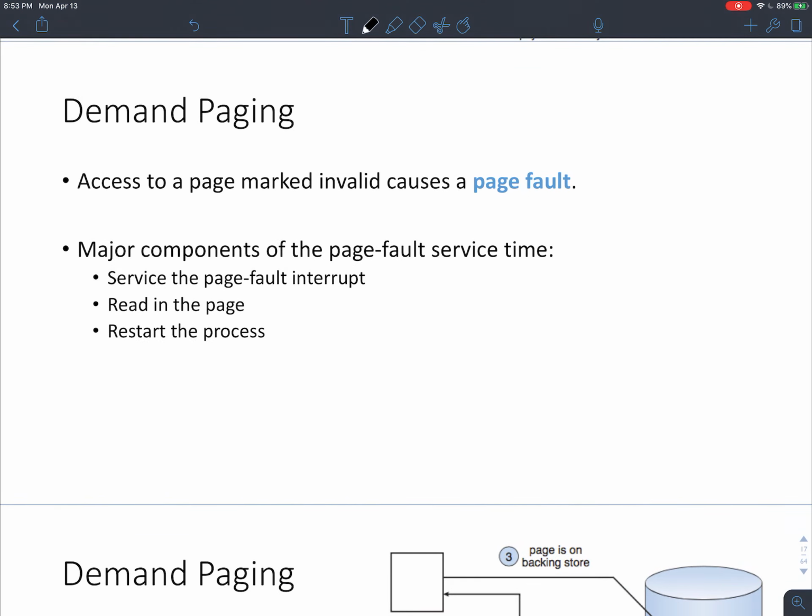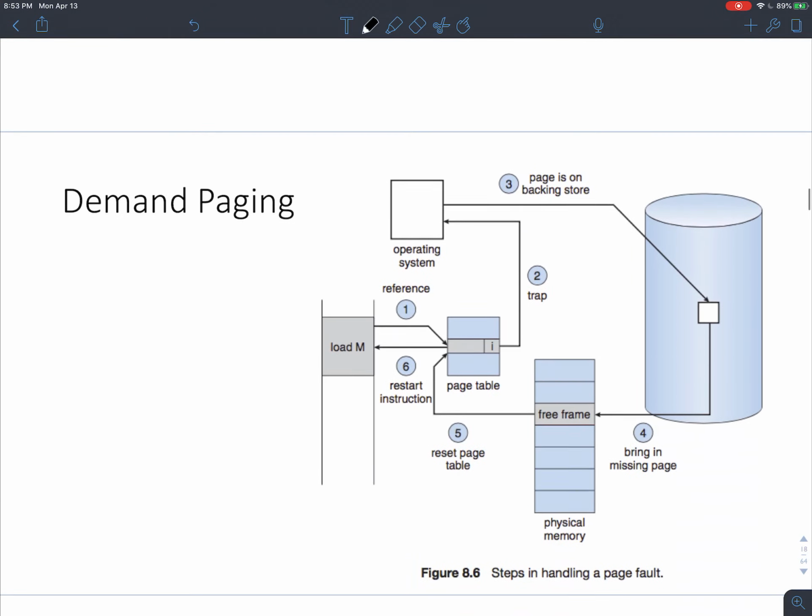Access to a page with an invalid bit definitely causes a page fault. If you remember, a page fault means we are referring to a page which does not exist in the physical memory, so we need to do a page swap, and it takes time.